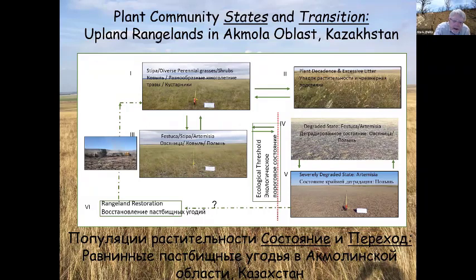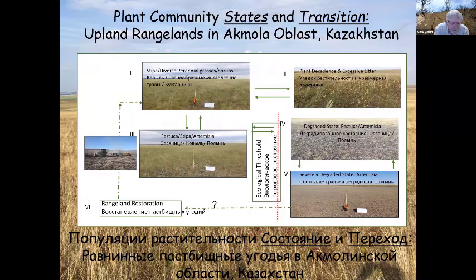Once you get to that site that is being dominated by Artemisia, the fundamental question is can we restore it back to state one? What are the techniques that we would have to implement to get it back there? I don't believe that grazing alone or stopping grazing will bring it back. And one of the reasons for that is we've lost the original seed source of the Stipas and the Festucas that we want in our plant community.